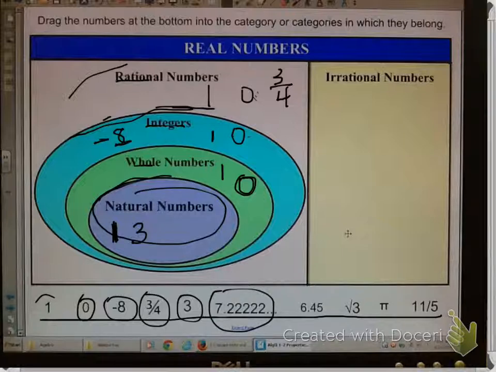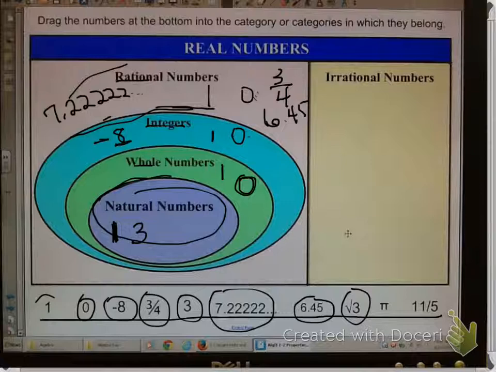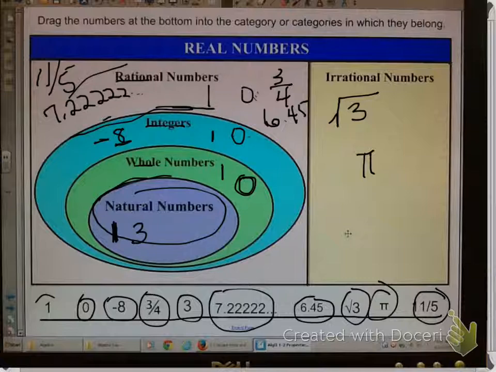7.2 repeating. Since it has a repeating pattern, I know that it is rational. 7.22222, it keeps on going. So it's a rational number. 6.45, it ends. It's a decimal that ends, so it's going to be rational. Square root of 3 and pi, if you type those into your calculator, they don't end. They're decimals that just keep on going, and there's no pattern. So the square root of 3 and pi are irrational numbers, and they are also real numbers. Then 11/5, it's already expressed as a fraction, so it's easy. I know that it is a rational number.